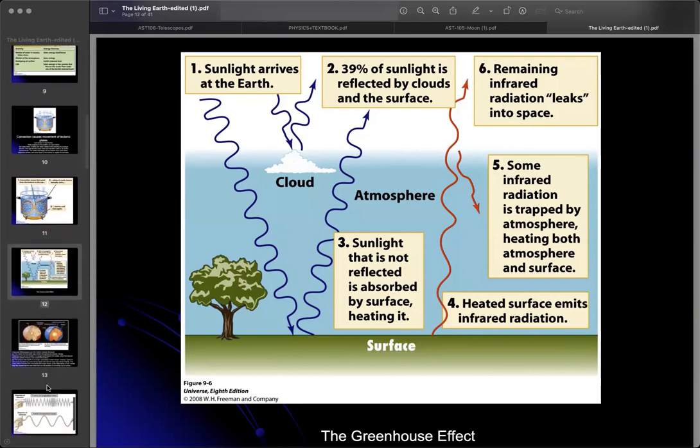This is the same way in which a greenhouse, in which we put plants, works. The glass walls of the greenhouses trap the heat and make them warmer than they would have been if there were no glass walls.